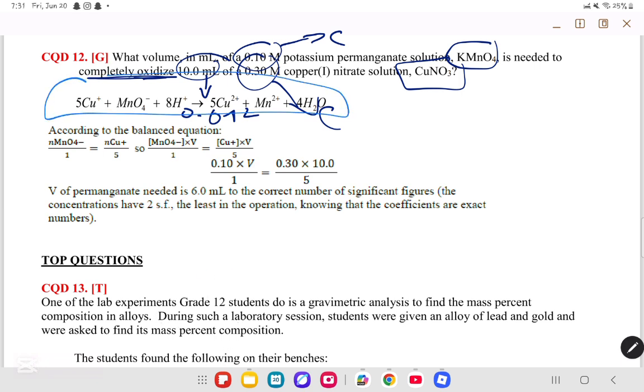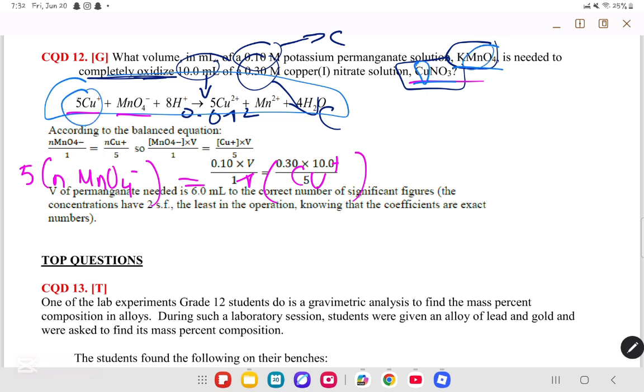First thing we're going to do is find the number of moles of CuNO3, which in this case is the Cu+, and we're going to make it in relation to the number of moles of MnO4-. As you can see from over here, 5 moles of Cu+ is going to give us 1 mole of MnO4-. That means very simply, 5 times the number of moles of MnO4- is equal to 1 times the number of moles of Cu+. Again, they only gave us Cu+ and MnO4-, right?